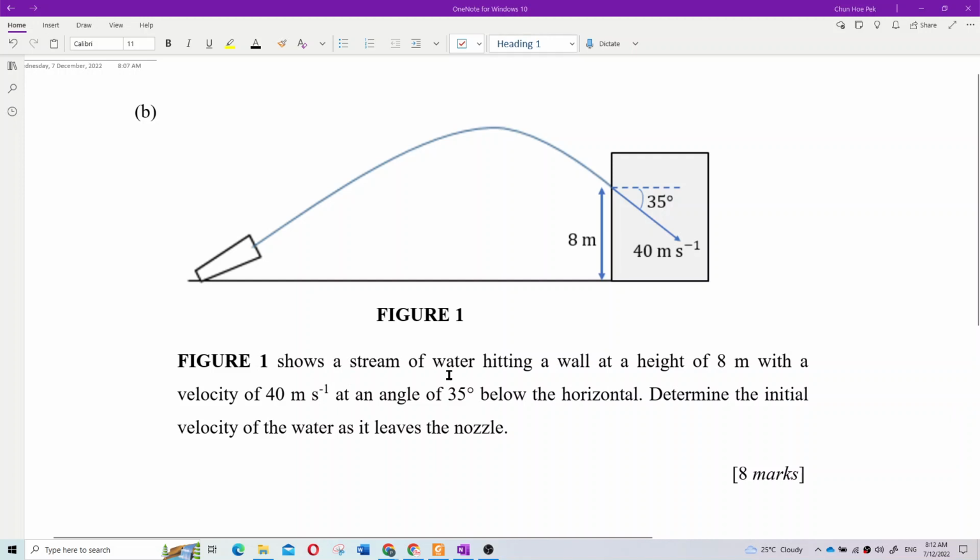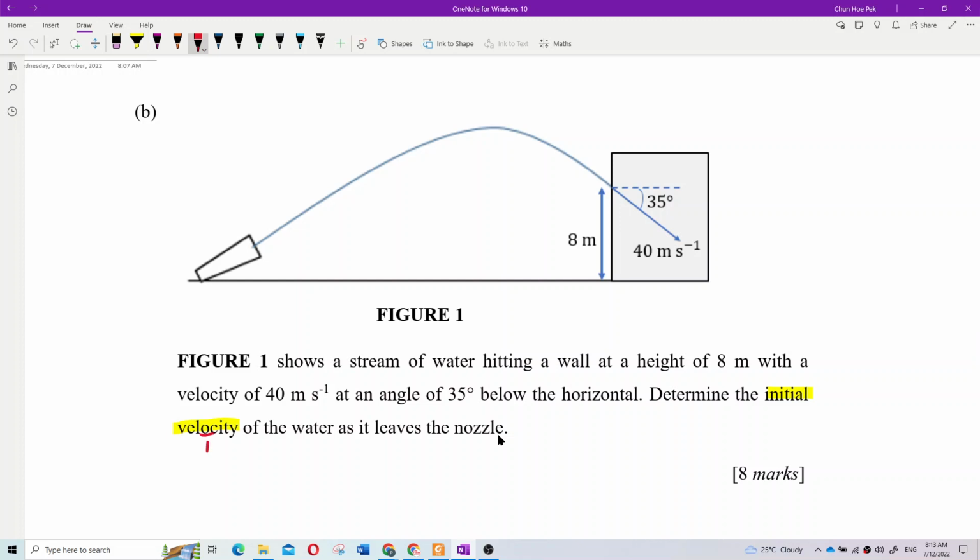Okay, figure 1 shows a stream of water hitting a wall at a height of 8 meters with a velocity of 40 meters per second at an angle of 35 degrees below the horizontal. Determine the initial velocity of the water as it leaves the nozzle. As you can see, it asks for initial velocity. So again, this one is about a vector.